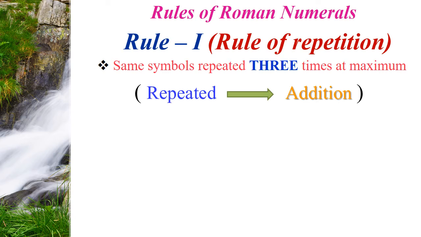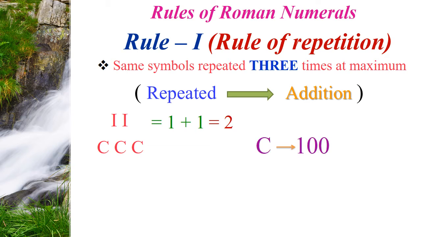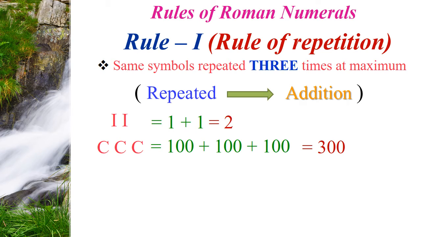Let's see the examples. Here I is repeated 2 times. The value of I is 1, so we add 1 two times, that is 1 plus 1 equals 2. Let's see another example. C is repeated 3 times. The value of C is 100, so we add 100 three times: 100 plus 100 plus 100, we get 300.